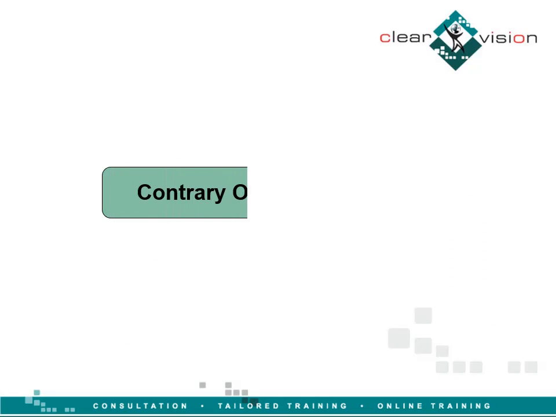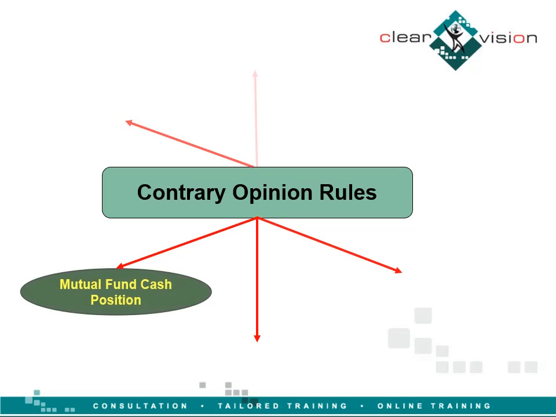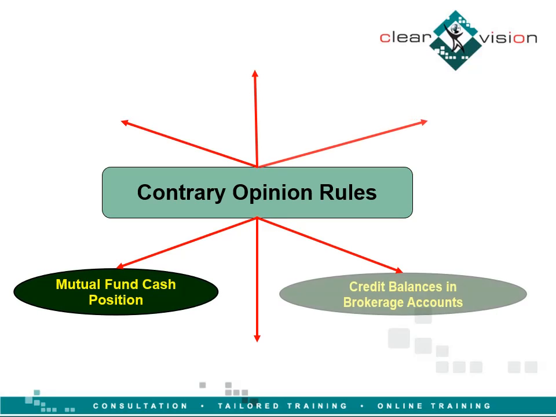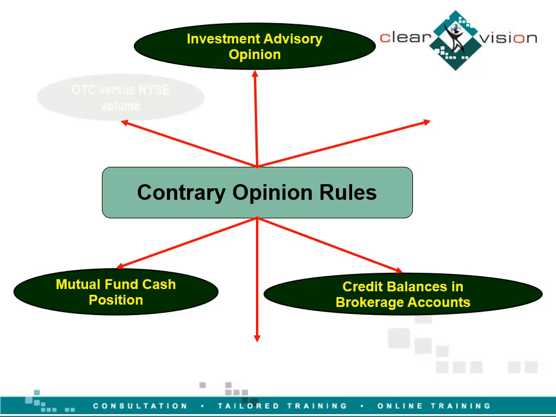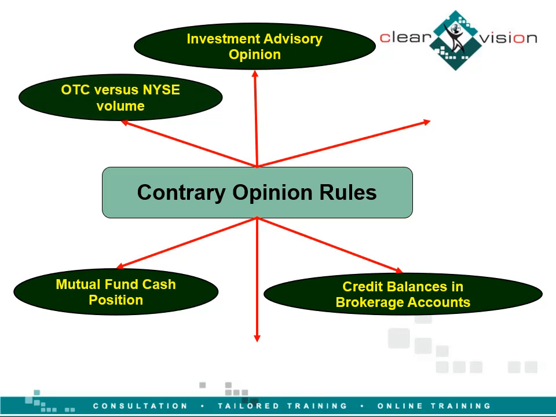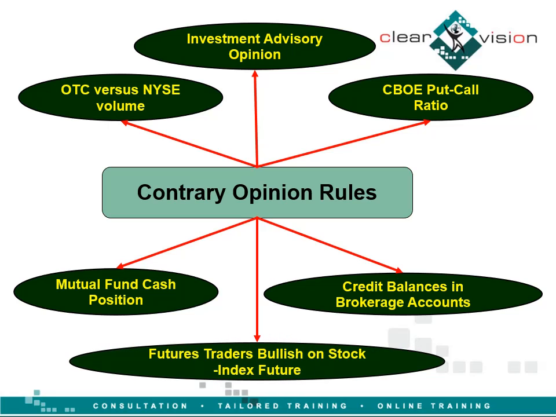Contrary opinion rules monitor the investor trading and cash available by looking at the following indicators: mutual fund cash position, credit balances in brokerage accounts, investment advisory opinions, over-the-counter versus New York Stock Exchange volume, Chicago Board Options Exchange put-call ratio, and futures traders' poll on stock index futures.